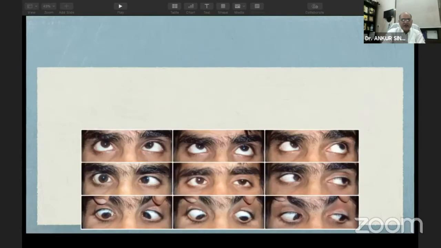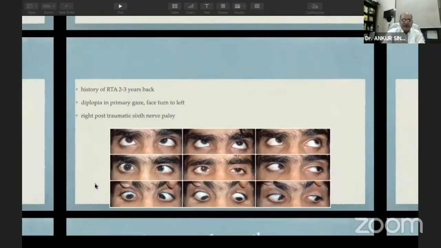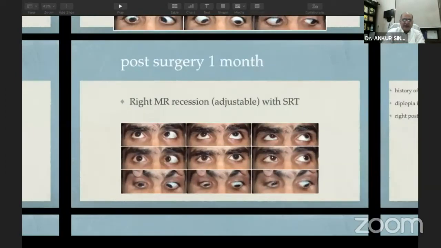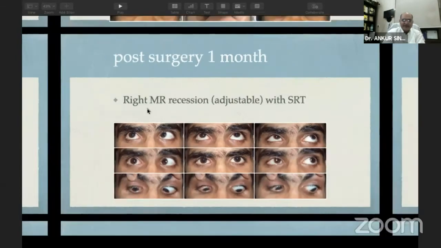Another case, history of road traffic accident 2 to 3 years back, diplopia in primary position, and a face turn to left. So this is a case of right post-traumatic 6th nerve palsy. As we can see in the image, the right eye is not able to cross the midline. So this patient underwent right MR recession, which is adjustable, along with the superior rectus transposition. So we can see there is a slight amount of abduction, which has come as the eye has slightly started moving in abduction passing the midline.